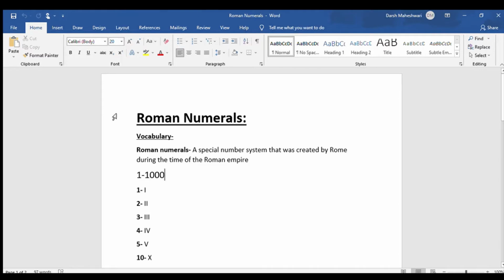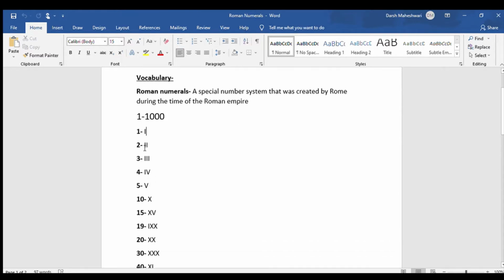So 1 can be written as this capital I, and then 2 would be 2 I's, right? So that makes sense. 3 would be 3 I's, and then 4, you guys probably thought it was 4 I's, but it's actually IV. So why is there a V all of a sudden? Okay, let's go to 5. 5 here is a V. So 6 would be written as VI, because 5 plus the 1 would equal 6.